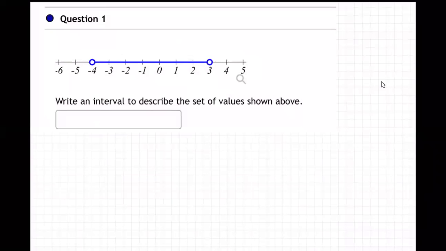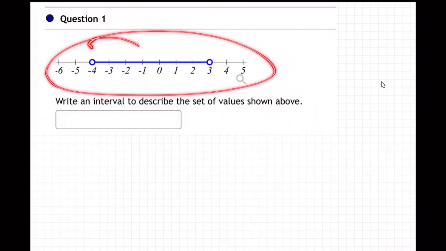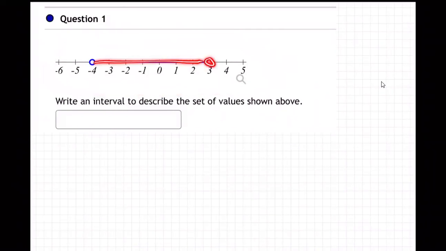So on this question, they're giving us a number line, and they've got this blue line with these circles here, and they're saying, write an interval to describe the set of values shown above. What that means is all the numbers between -4 and +3 are being highlighted with this blue line. And what are these circles at the ends?